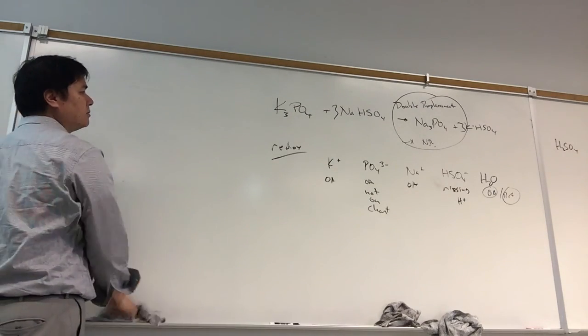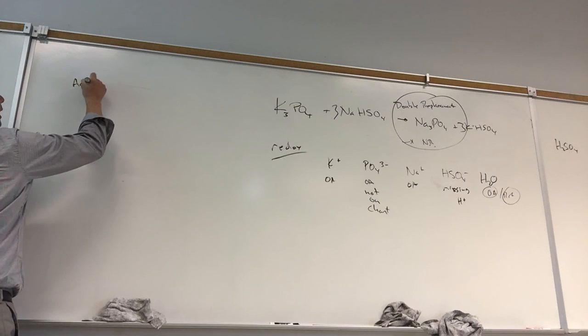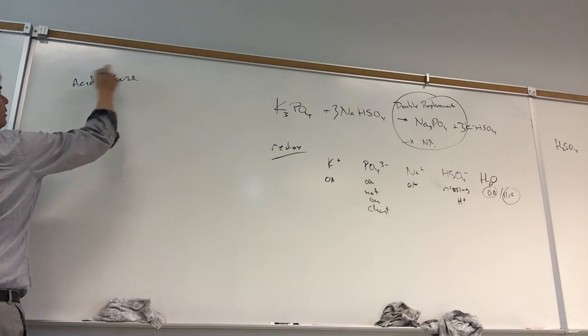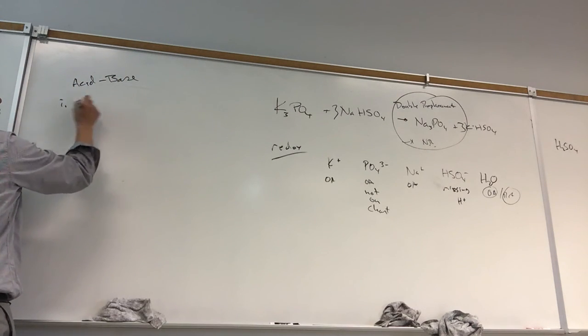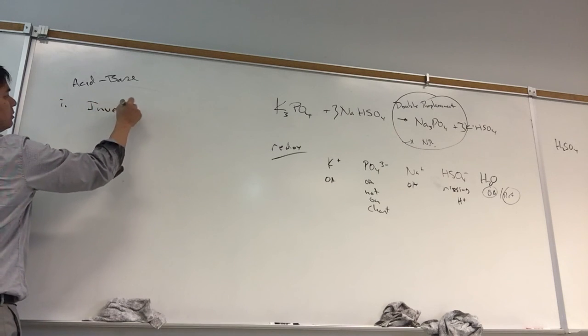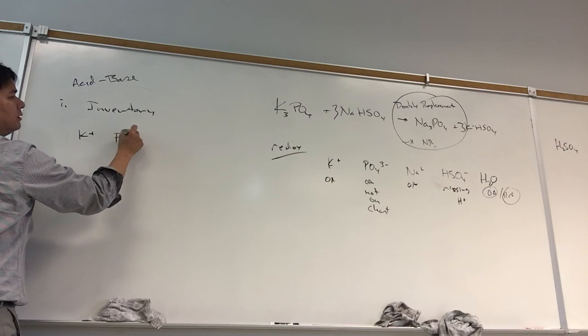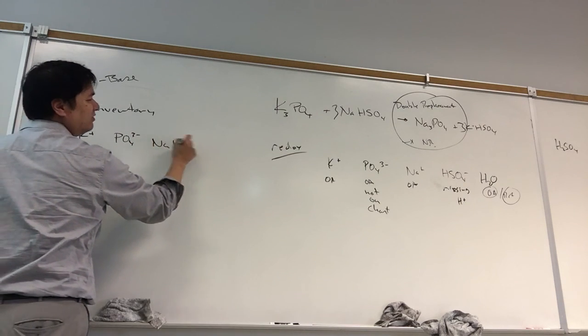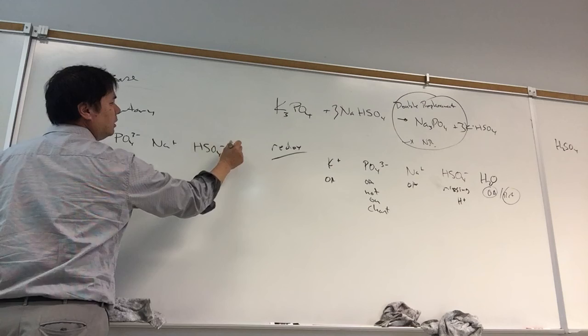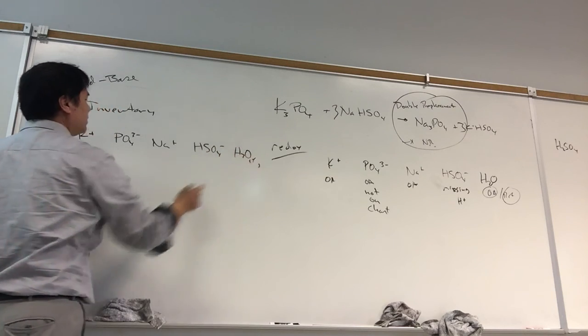We tried double replacement, we tried redox. Now we're going to try acid-base. Acid-base is the same as redox. One, we inventory the solution. And so when we inventory, we have potassium ions, phosphate, sodium, HSO4 minus, and water. Then we consult the chart.